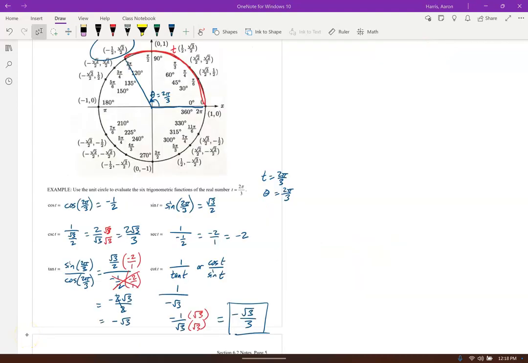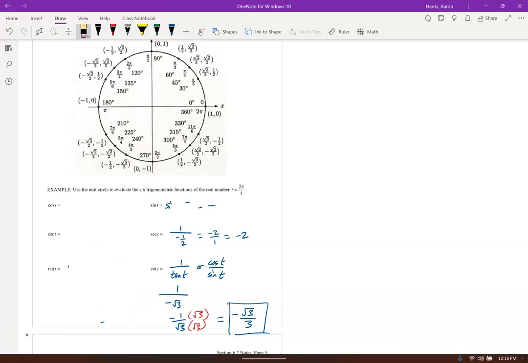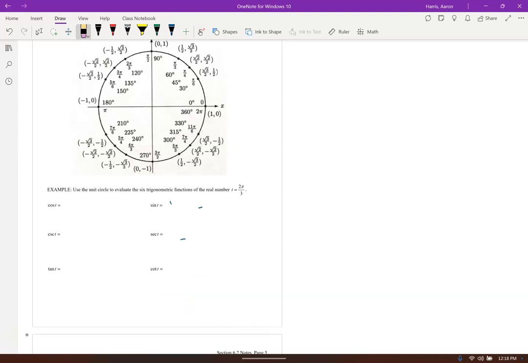You know what? Let's do another one before I move on here. Instead of 2 pi thirds, let me erase all these. Let's go with, how about, let's go 5 pi fourths. 5 pi fourths, right? So we're rotating 225 degrees, right? And if you're not sure, of course, multiply by 180 over pi, and you'll see that it's 225 degrees, right?